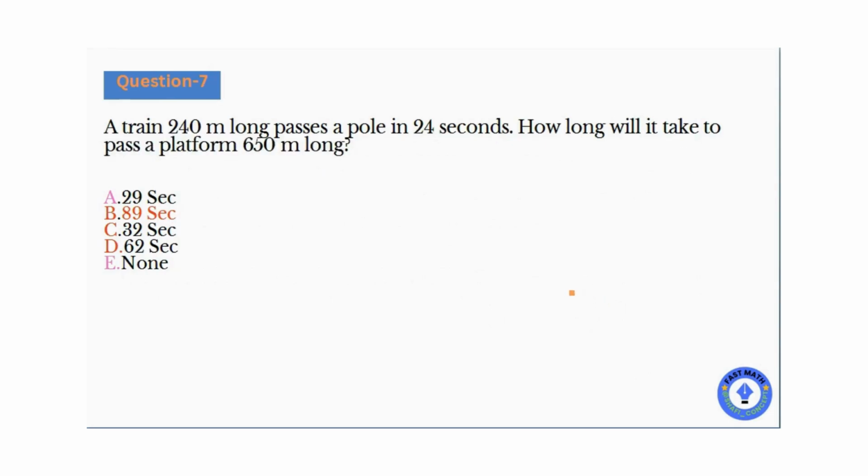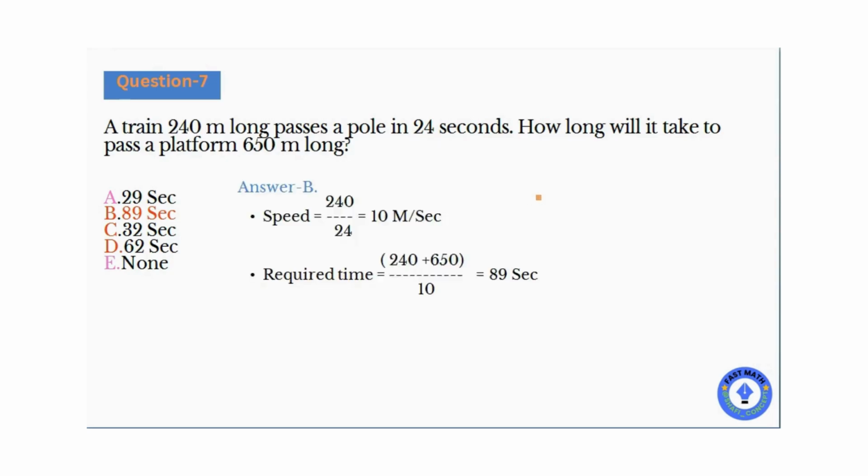A train of length 240 meters passes a pole in 24 seconds. How long will it take to pass a platform of 650 meters long? That means a train is going in a direction, crossing a platform 650 meters in length. What has been asked? What is the time to cross the platform?